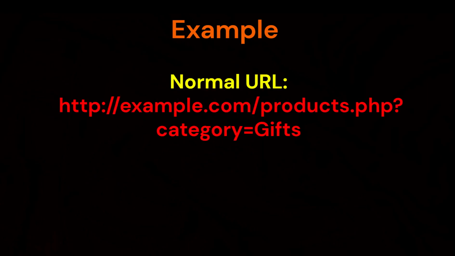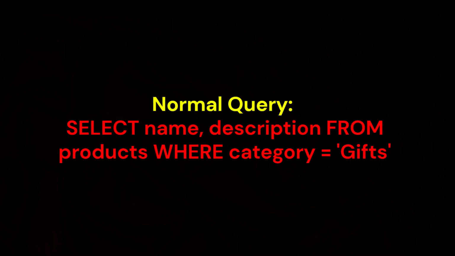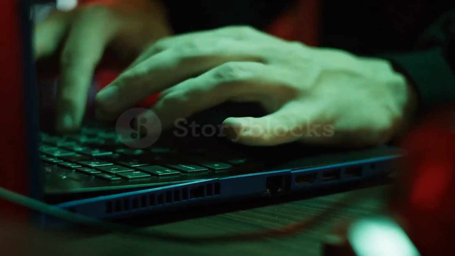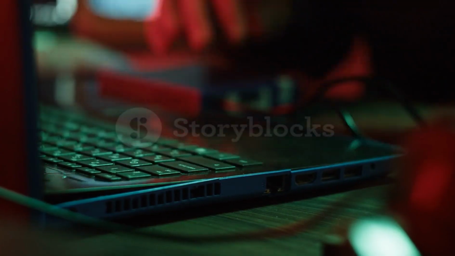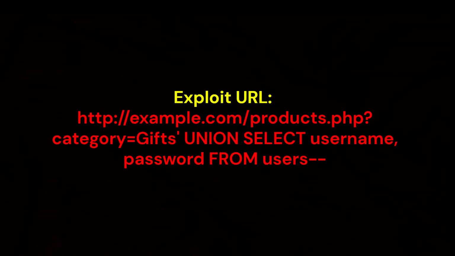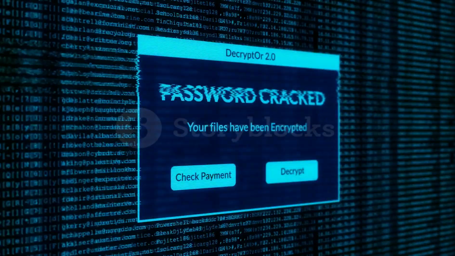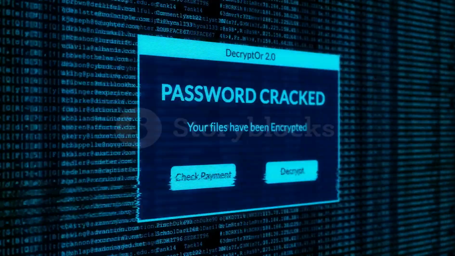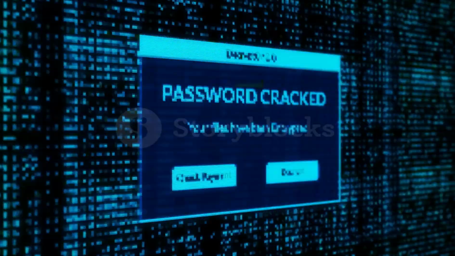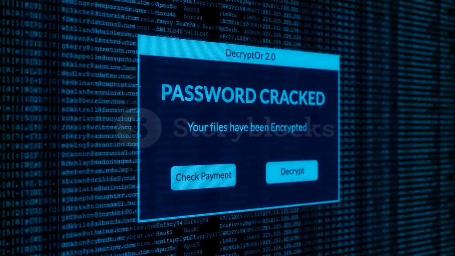Example: normal URL of a website, http://example.com/products?category=gifts. Normal query in the backend: SELECT name, description FROM products WHERE category='gifts'. The hacker changes the URL and adds a SQL injection payload. The URL becomes http://example.com/products.php?category=gifts UNION SELECT username, password FROM users. The resulting query combines product data with sensitive user credentials displayed on the page. Using only one payload, the hacker gets all the database data if the website is vulnerable to SQL injection.